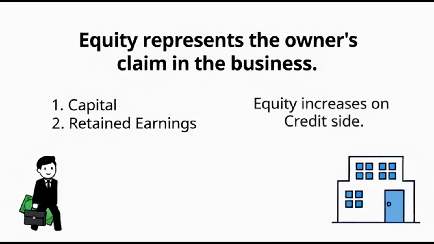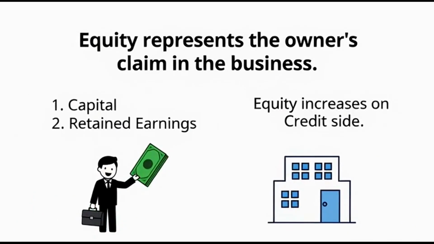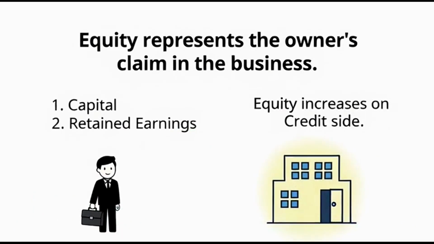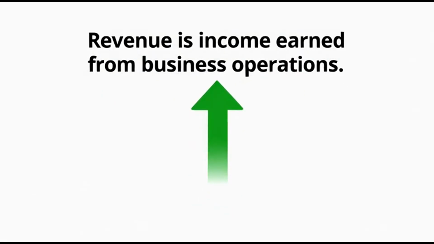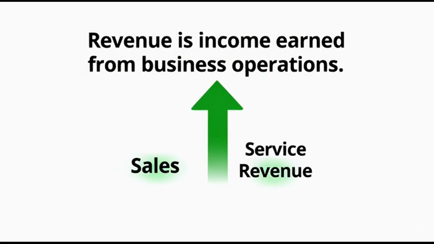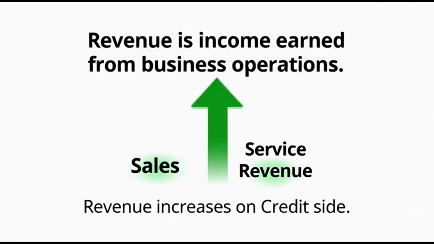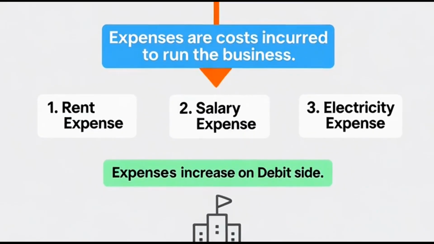Equity represents the owner's claim in the business. Equity increases on the credit side. Revenue is income earned from business operations. Expenses are costs incurred to run the business.